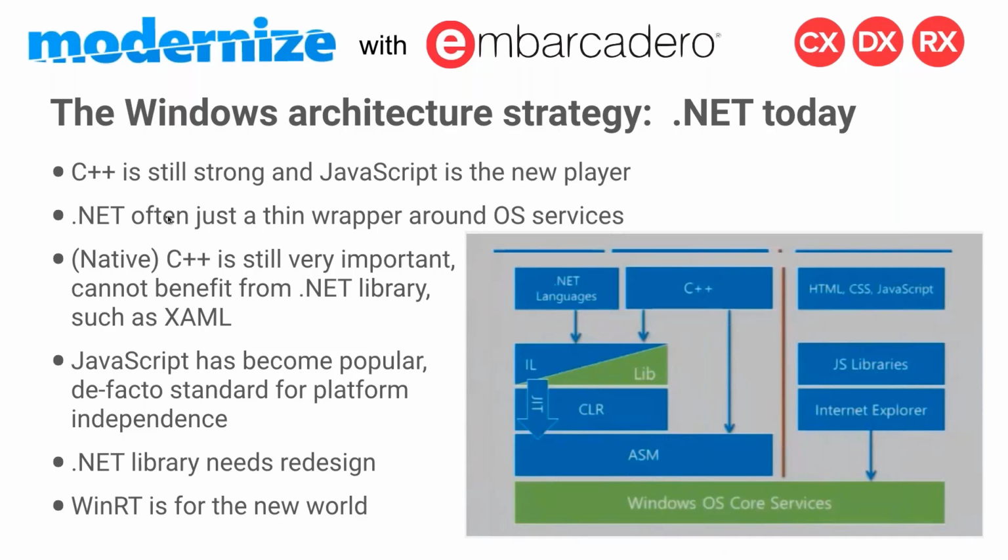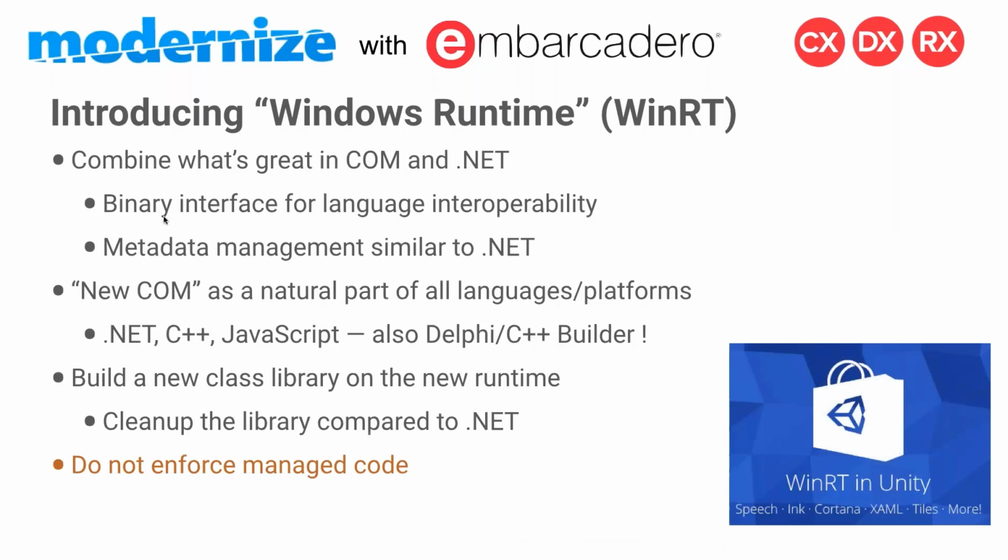.NET very often is just a thin wrapper around OS services. Native C++ is still very important, but it cannot benefit directly from .NET libraries such as XAML. JavaScript has become popular and the de facto standard for platform independence. So when we review it now, the .NET library needs some redesign. And the idea is to use WinRT for the new world. So let's introduce Windows Runtime. The shortened naming convention is WinRT.